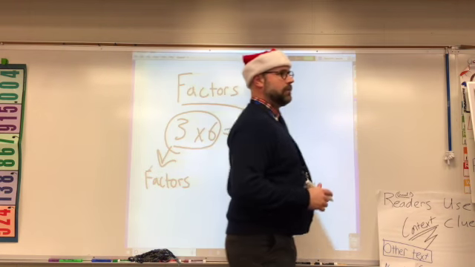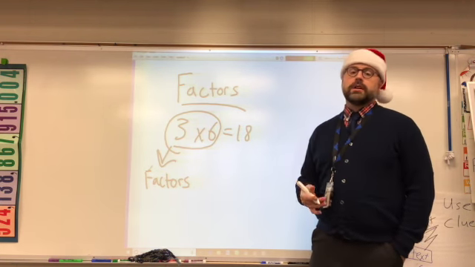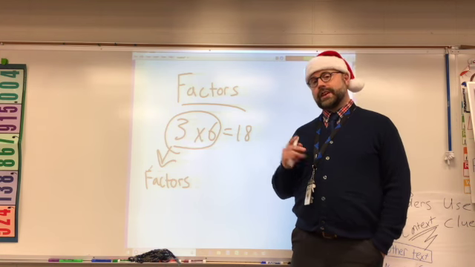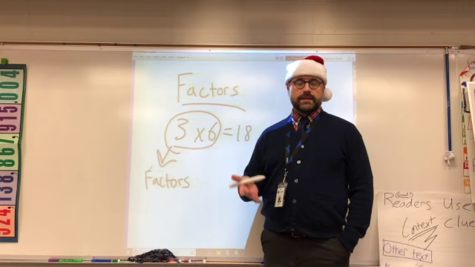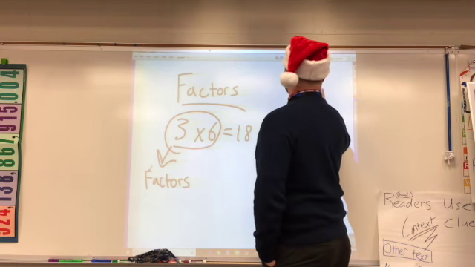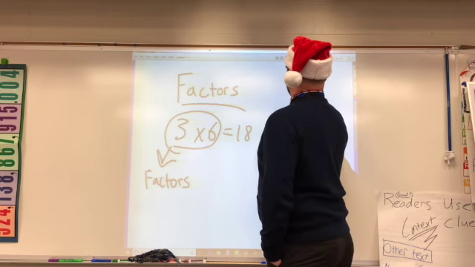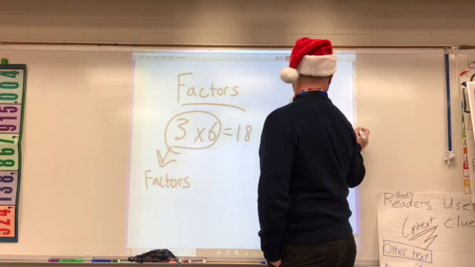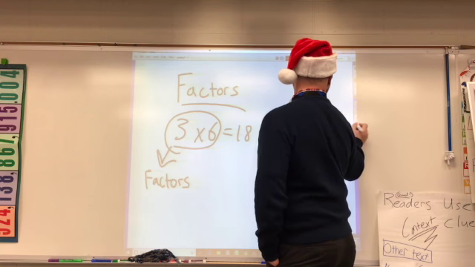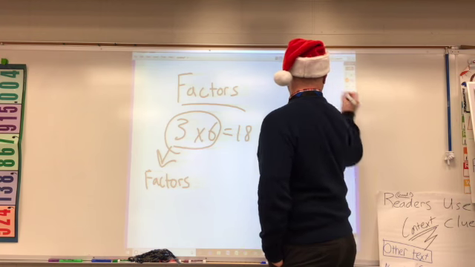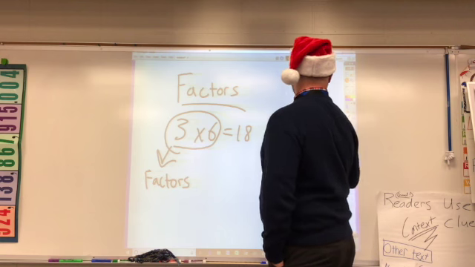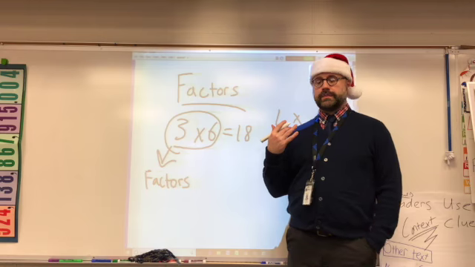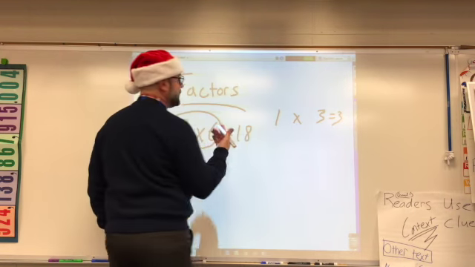And we talked about prime and composite numbers, where a prime number is a number that only has 1 and itself as a factor. So for instance, the number 3. 1 times 3 equals 3. The only numbers you can multiply to get the number 3 are 1 and 3. There are no other numbers. Therefore, 3 is a prime number.